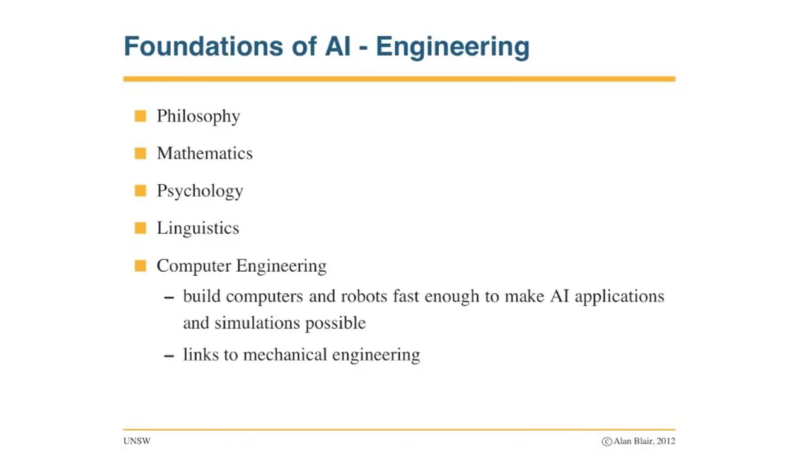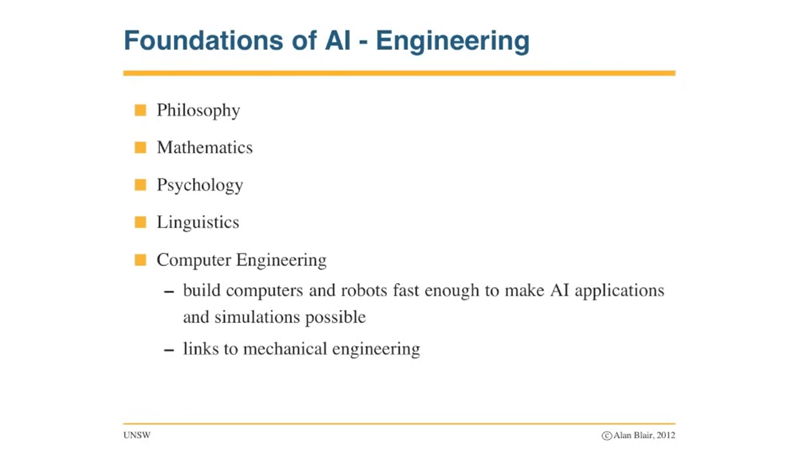So computer engineering, building robots, mechanical tasks, building robots that can run and jump, also making computers faster. So some unkind people have suggested that the only advances in AI in the last 20 years have been because computers got faster. I think maybe that's a little bit harsh, but it probably is part of the story.